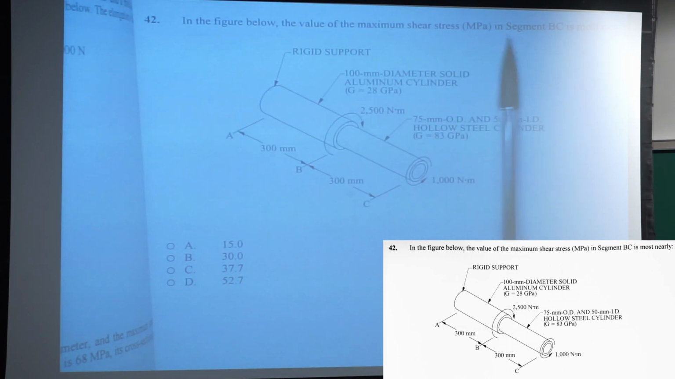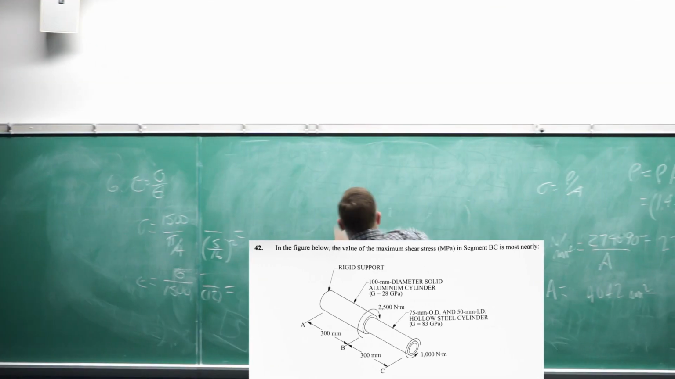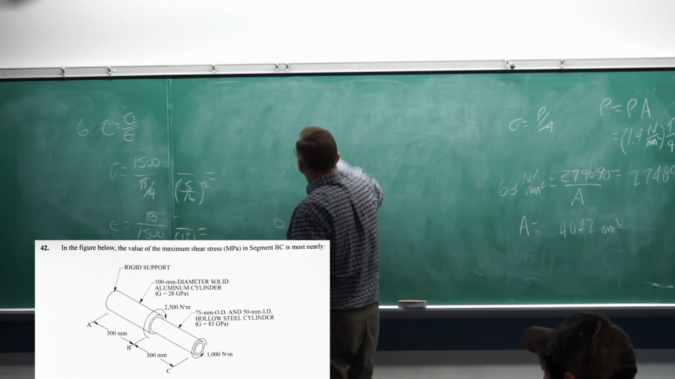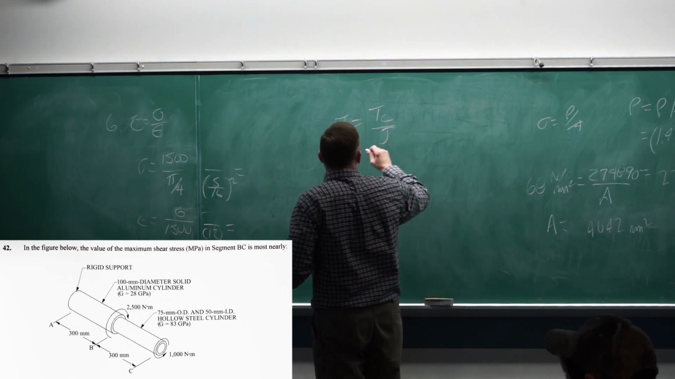Shear stress in segment BC. I guess maybe you didn't need that. Okay, so maybe you didn't need that first, because as you make the magic cut in BC, you can quickly see it's going to be the 1,000 newton meters, and that's just going to be a shear stress from TC over J. So let's make sure we can get a right answer for that. And again, you got to fix up units here.